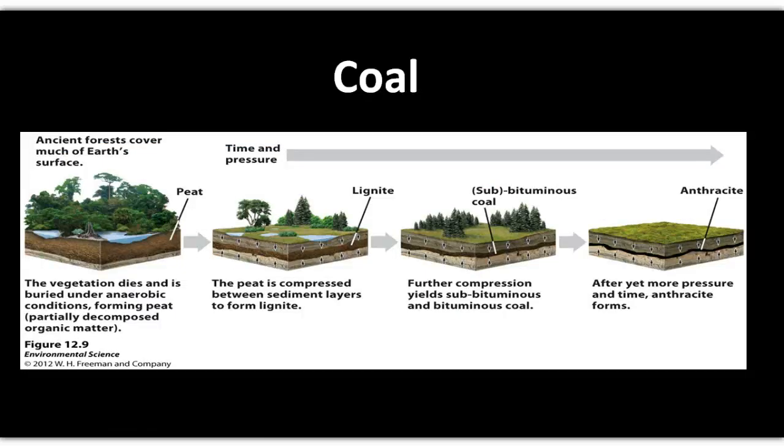And this is just the formation of how we get this coal in different parts. So you have a peat bog, and then over time, as far as pressurizing, it turns into anthracite.